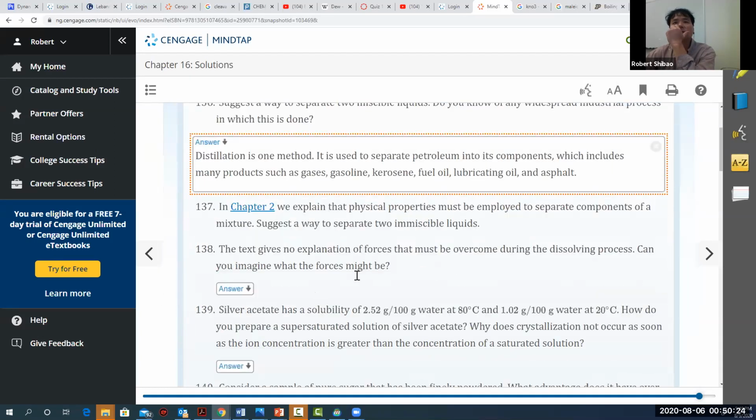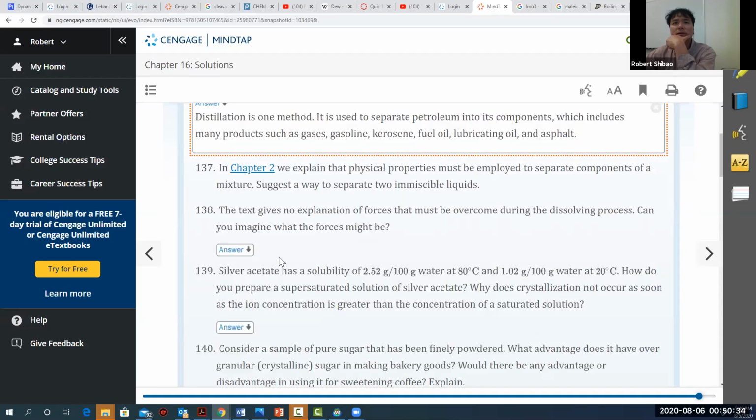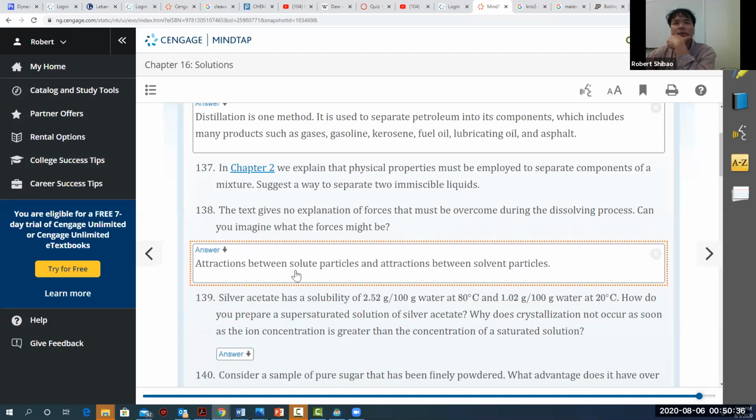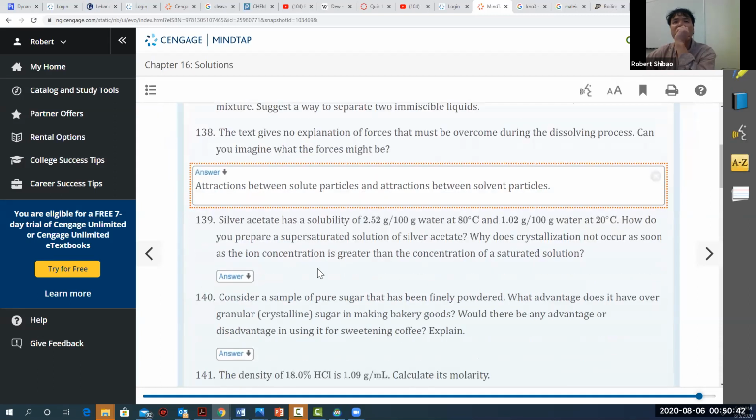The text gives no explanation of forces that must be overcome during the dissolving process. Can you imagine what the forces might be? The forces that must be overcome are attraction between solute particles and attraction between solvent particles. They did talk about that. We had to break that. That was in one of the slides.